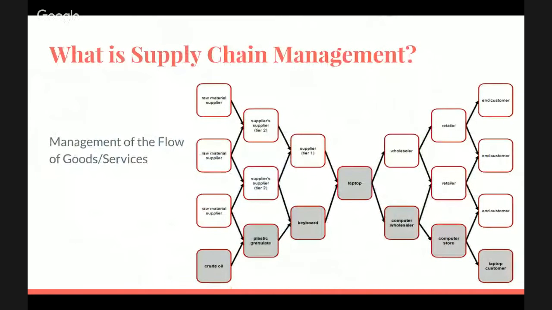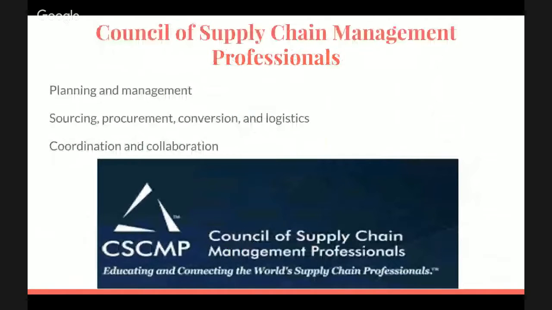Supply chain management is the management of the flow of goods and services. It begins with the point of origin of the goods and ends with the point of purchase. The Council of Supply Chain Management Professionals says that supply chain management encompasses everything from planning, sourcing, procuring, conversions, and logistics. A great deal of coordination and collaboration is required in this field.